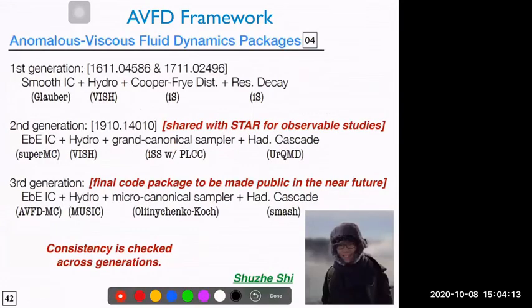But as I said, we already checked consistency across generations. Between second and third, we switch from VISHNU to MUSIC for the bulk hydro, but that's really more of another consideration. Namely, the whole BEST collaboration wants a uniform framework. For a number of good reasons, we agree that we should use MUSIC. And there's no essential change because the bulk between VISHNU and MUSIC are essentially almost the same.